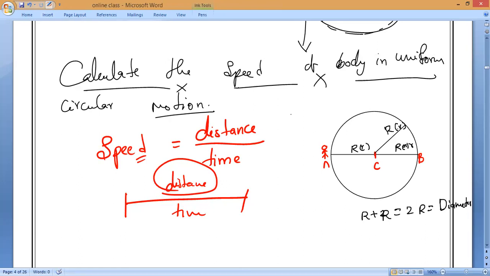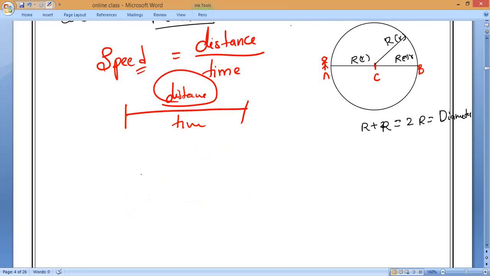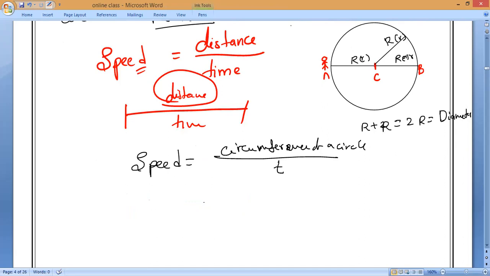Now, the speed of a body in circular motion is equal to the circumference of the circle divided by the time period. What is the formula for the circumference of a circle? You studied it in mathematics. The circumference of a circle is 2 pi r. You people don't know that also? Then how are you coming to 9th class? So the circumference of a circle is 2 pi r, and the time period is t.